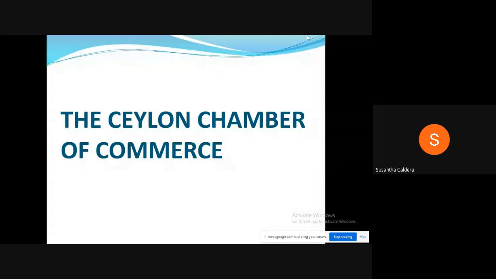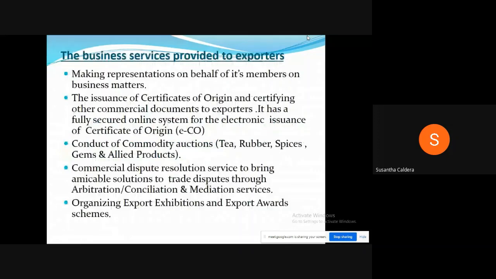The other organization is the Ceylon Chamber of Commerce. They are also like EDB, but throughout they were very consistent. They are not only limited to importers or exporters, they work hand in hand with banks also, right?